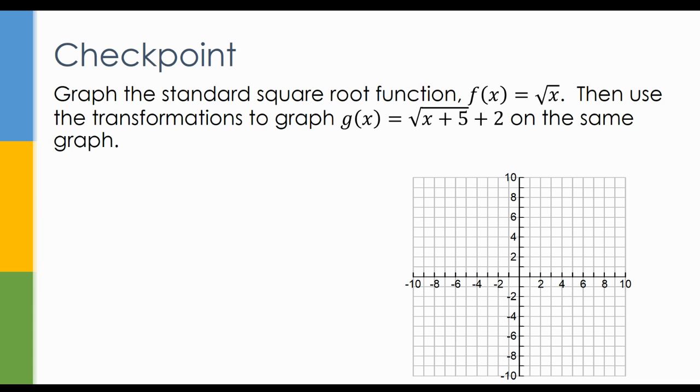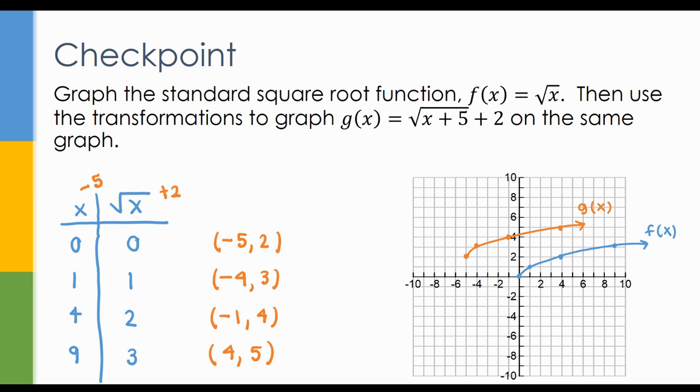So I would say pause the video. We've got our parent function, f of x equals the square root of x. So think about what numbers you can put under a square root to start your table. And then you're going to do the transformation graph, g of x equals the square root of x plus 5, plus 2, on the same graph. Please label your graphs.